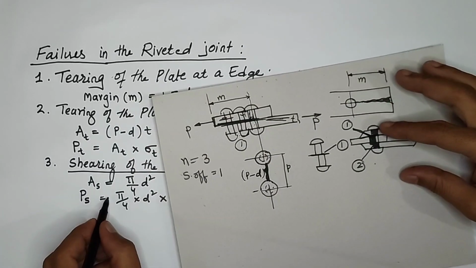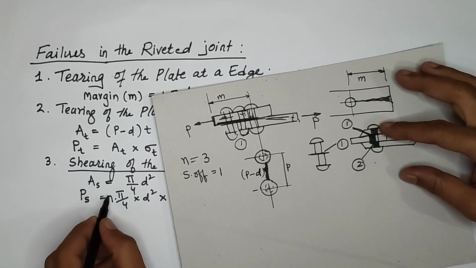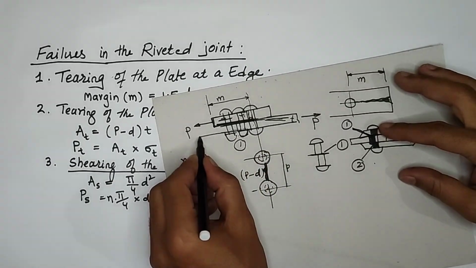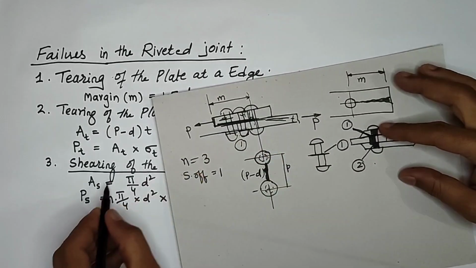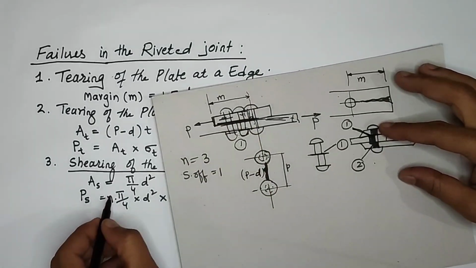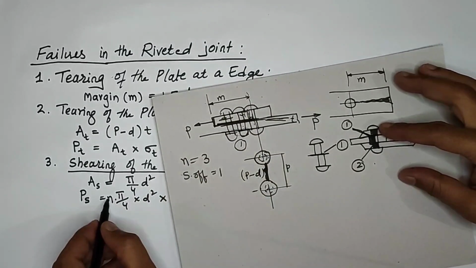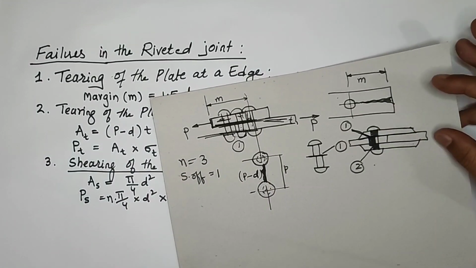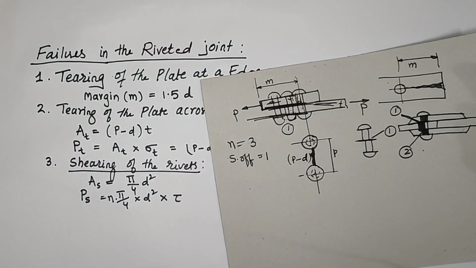So I will multiply n into the equation, where n indicates the number of rivets arranged in a lap joint. So if there is 1 row, let us say 1. If there are 2, 2. If there are 3 rows, say number of rivets is 3. Okay, so that is called that.